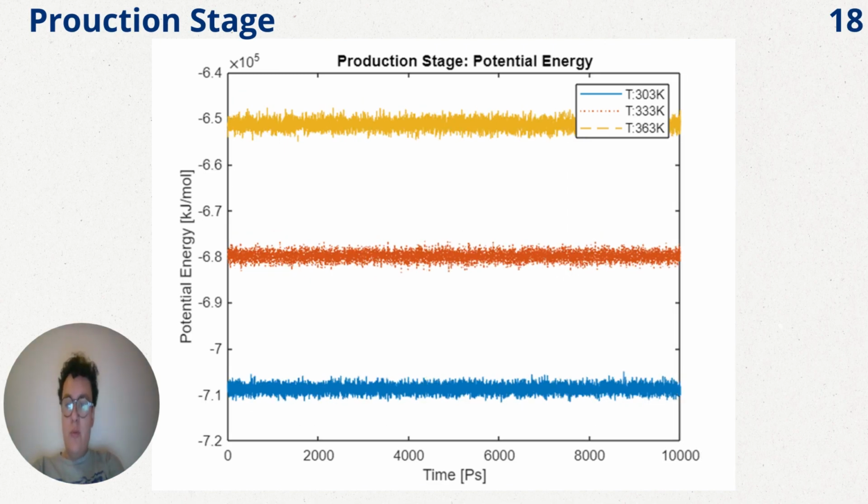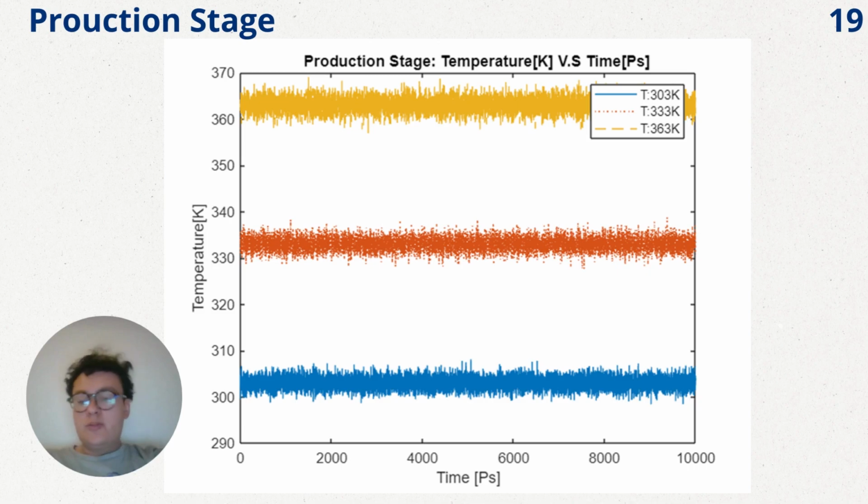The potential energy for the production stage also oscillates way more than the stages before, but has fewer variations than the kinetic energy. It also follows the same tendency that the higher the temperature, the higher the energy. This graphic shows the temperature versus time in the production stage, and it also shows the same tendency of oscillation through time. But in this case, there is a bigger oscillation the higher the temperature there is, so it isn't as stable.